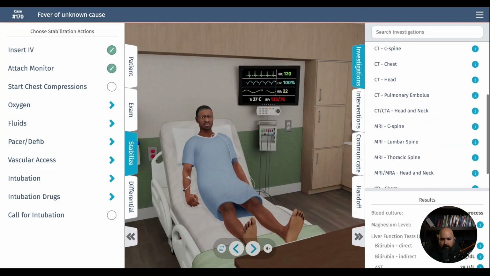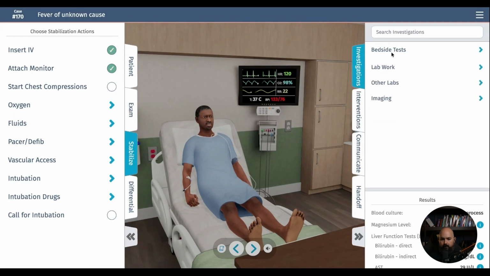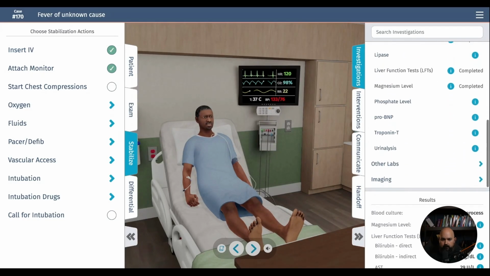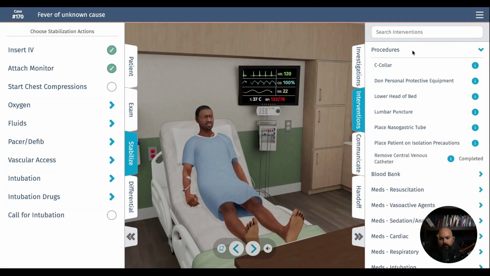I don't see any indication for imaging right now. And I don't think there's any other bedside stuff. Lab works on the labs. Okay, I don't see an option for culturing the tip. So procedures, place patient isolation precautions. I don't think that's necessary right now. I mean, they're infected. I mean, I don't know. That's actually a good question.